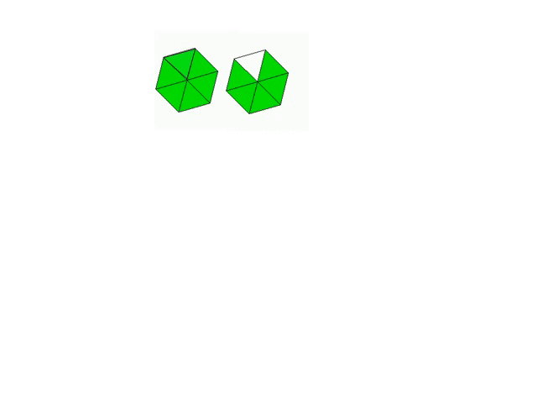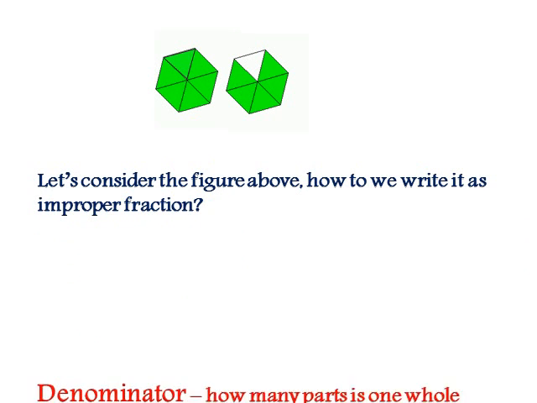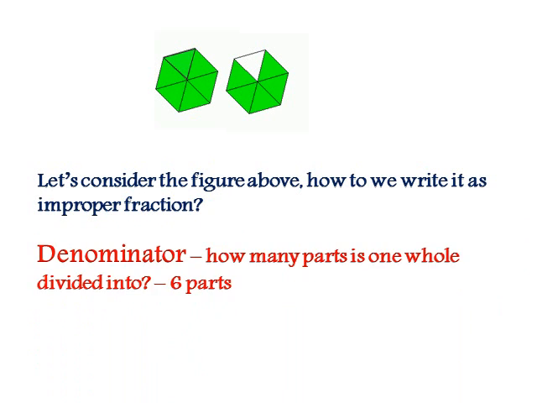Okay, so let's use that same example. Let's consider the figure above. How do we really write an improper fraction out of that? For your denominator, you have to count how many parts one whole is divided into. So let's consider one of these two hexagons. As you can see, they are divided into 6 parts, right? So therefore, that will be your denominator. Okay, so you just have to look at one whole and see how many parts it is divided into. That is always your denominator.